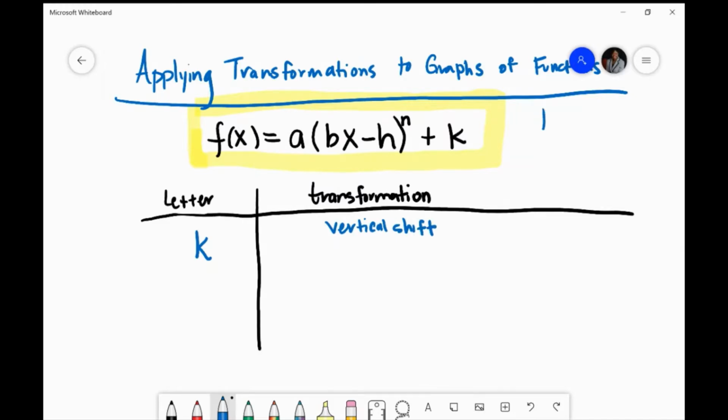Now, let's say K was a positive number like 3. I plug K in, then wouldn't that be plus 3? Would that go up or down? Up. All right. So if it was a positive K, then we're going to shift up. And obviously, if it was a negative K, it would shift down.